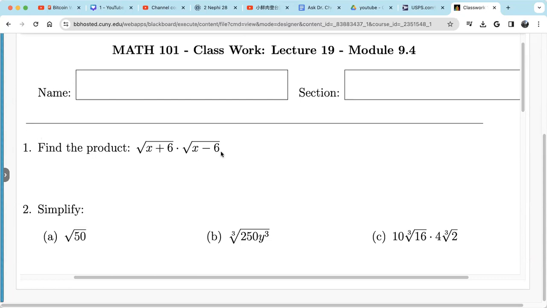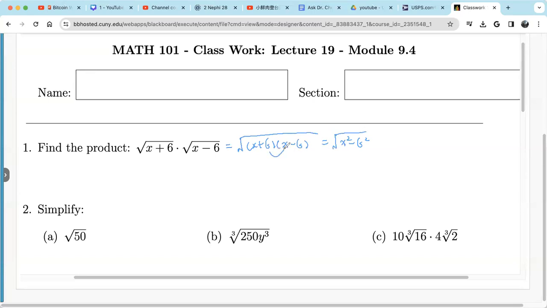Because both are under the same square root sign, we can put them together. So we have x plus 6. When we multiply binomials, we put parentheses around them, all right? So multiply those two. And we see these two are a difference of two squares, right? Got x squared minus 6 squared.